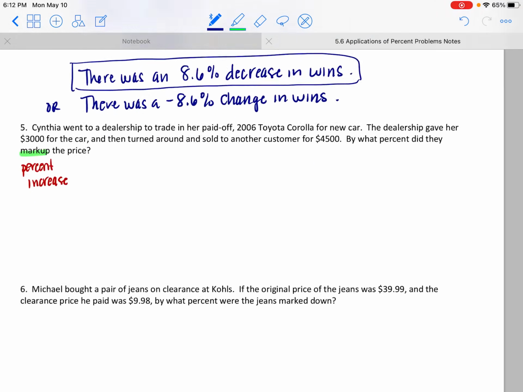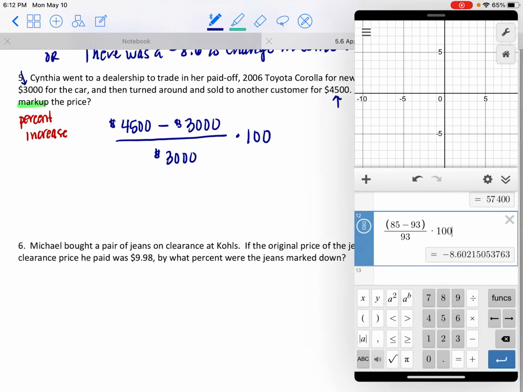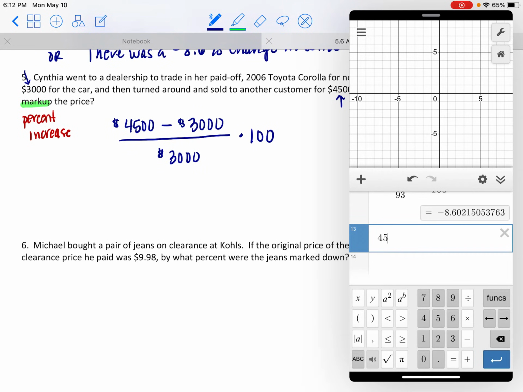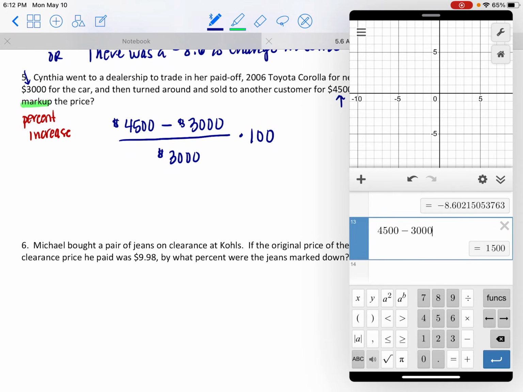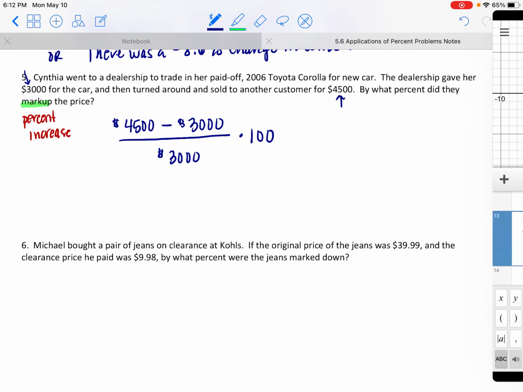It's the new amount. So the new amount is what they made the new customer pay. That's $4,500. So $4,500 minus the previous amount. That's what they gave Cynthia for the car. That was $3,000. And then we're going to divide by that same initial amount, which was $3,000. And that all gets multiplied by 100. So into the calculator we go. 4,500 minus 3,000. That entire quantity divided by 3,000. And then multiplied by 100. And that gives us 50.